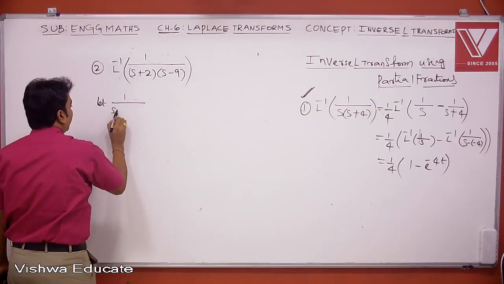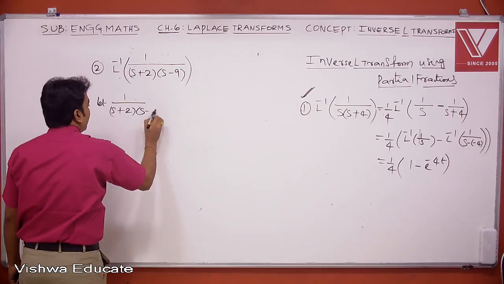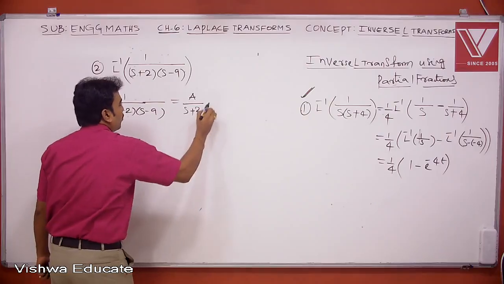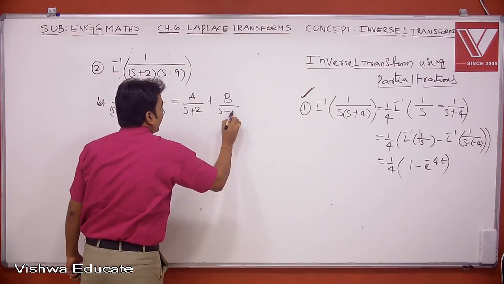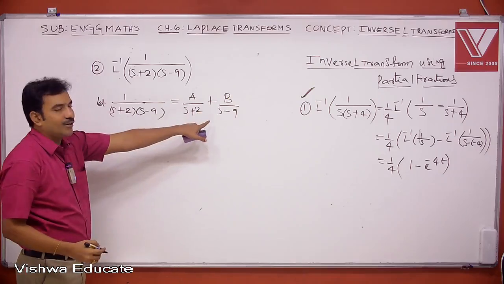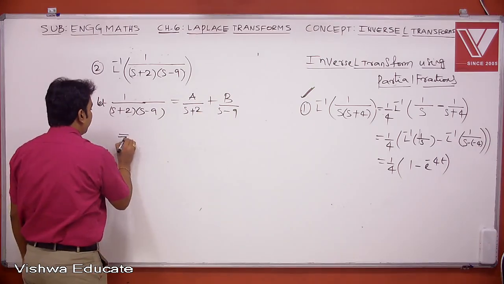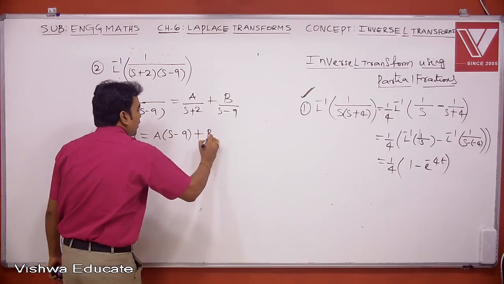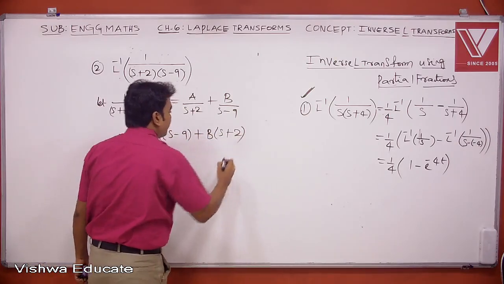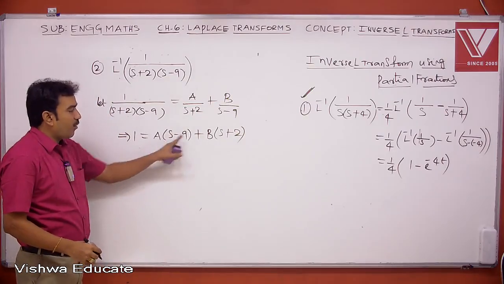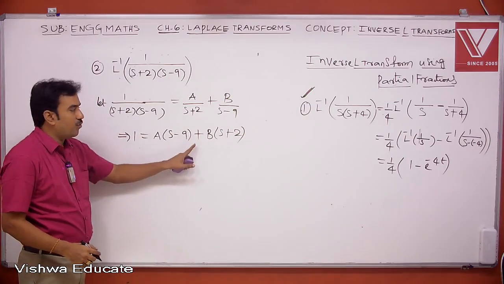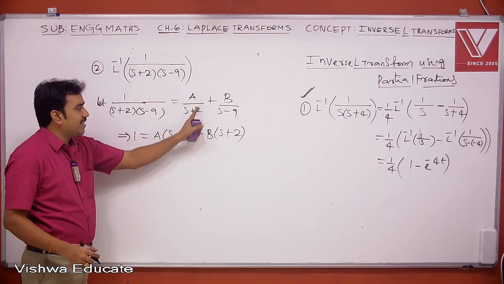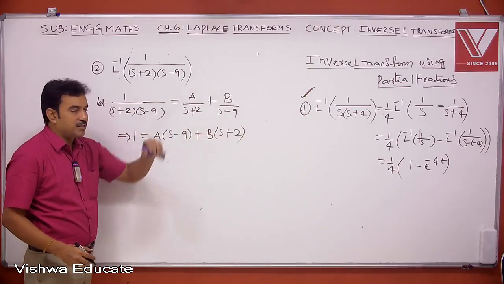Let 1 by s plus 2 into s minus 9 be written like this: A by s plus 2 plus B by s minus 9, where A, B are some constants. Now cross multiply. We get 1 equal to A into s minus 9 plus B into s plus 2. Now my task is to get the values of A and B. Once I get the values of A and B, I can replace them here, so that we get a plus symbol and can easily get the inverse Laplace of this as well as this.